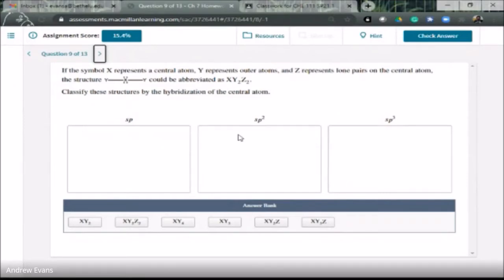So, my glasses are fogging up a little bit.